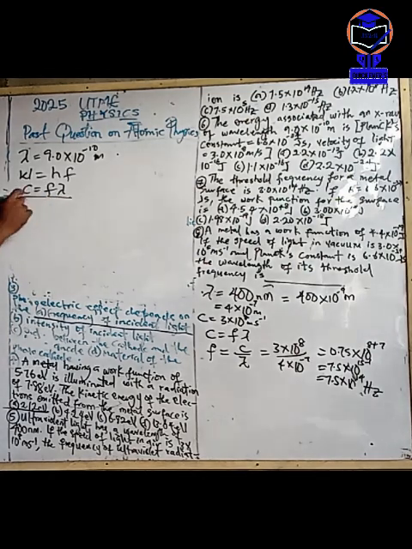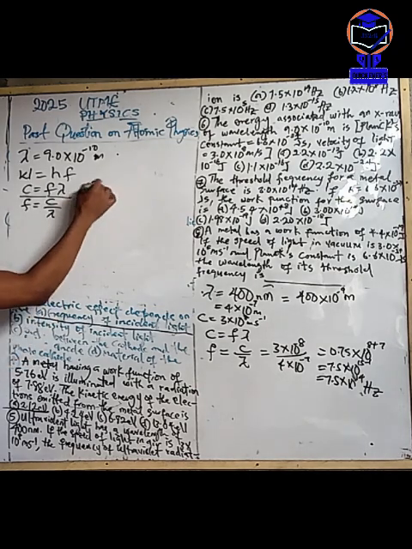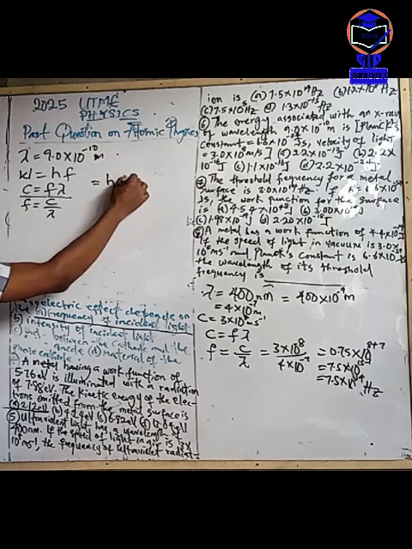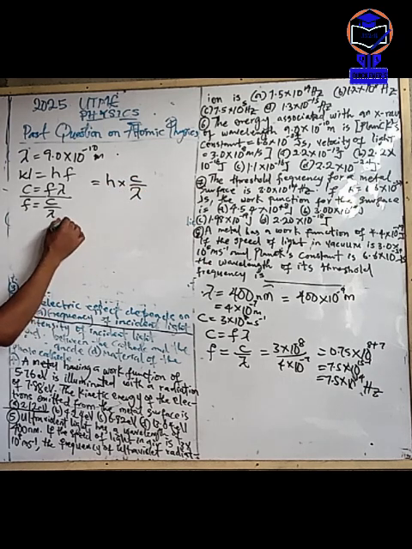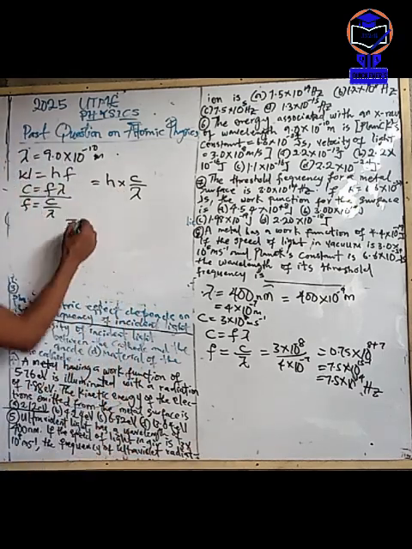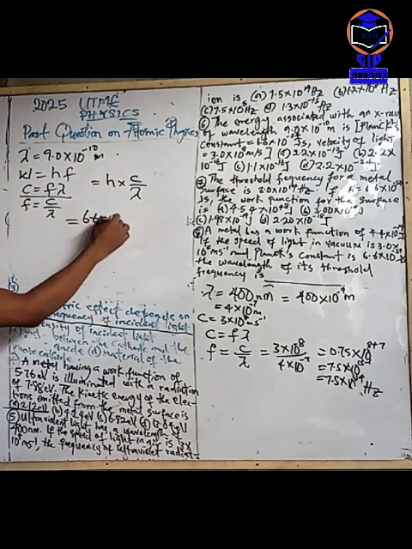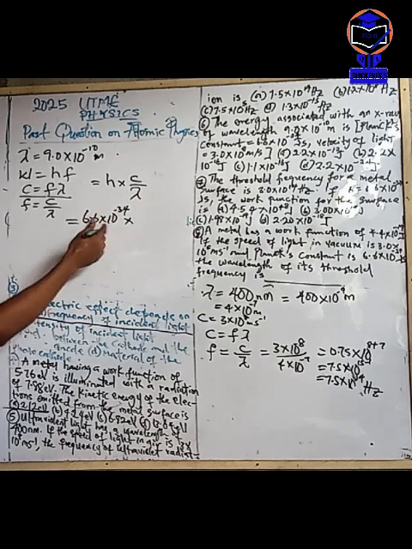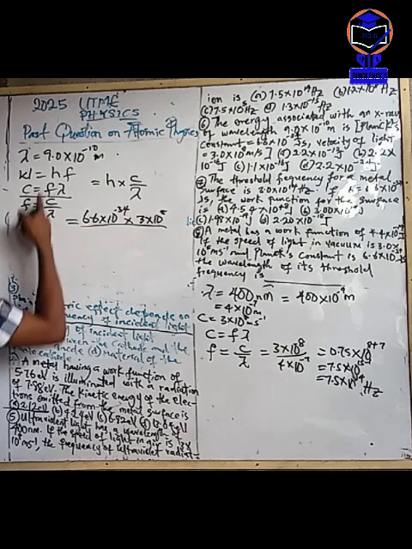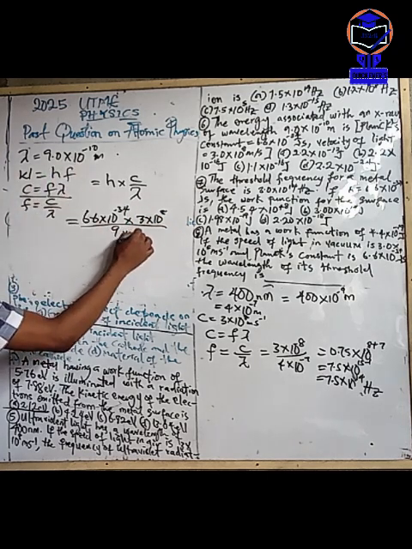So if I make frequency the subject of the formula, I end up having speed of light over lambda. So now, if you put it in this equation, what do we have? Planck constant times speed of light over lambda. Let's put that in and get our answer. Planck constant is 6.6 times 10 to the power minus 34. Please don't forget that. Times 3 times 10 to the power 8 over the wavelength they give you, which is 9 times 10 to the power minus 10.